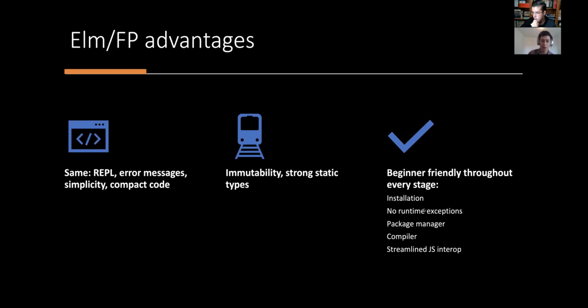And overall, Elm was just beginner friendly, truly beginner friendly at every stage. While there's no set environment like Dr. Racket, the installation was simple, the package manager is easy, the compiler is really fast, and honestly it has the most helpful error messages I've ever seen of any language I've used. And the JavaScript and HTML interop is really simple and streamlined.